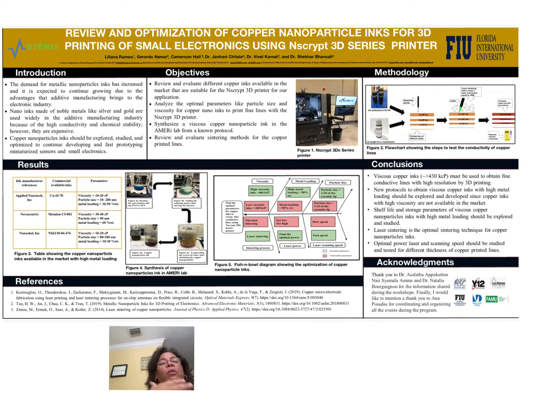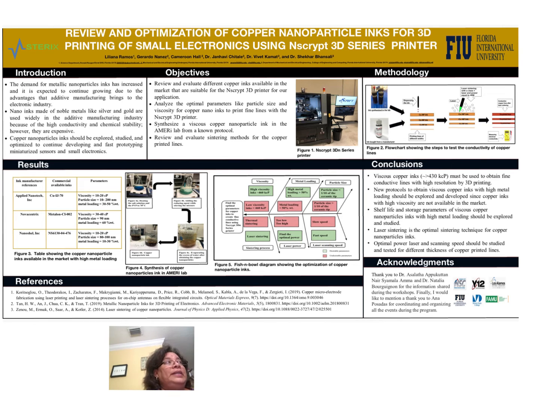We have to combine this laser power factor with the scanning speed. If the speed is too low and the laser power is too high, you can be damaging the printing pattern. But if the speed is too low and you have a low power in your laser, then you're going to observe some oxidation. So we have to work with these two factors together to find the optimal power and the optimal scanning speed.